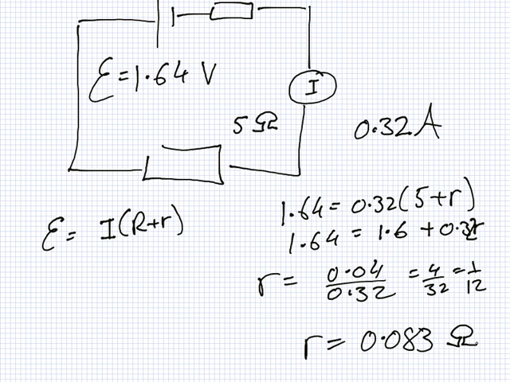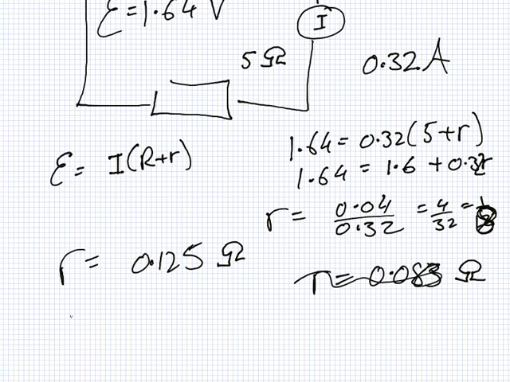What was my error? Where did I make the mistake? It's 4 over 32, not 1 over 12? No, it's 1 over 8. So it should have been 0.125. Okay, I didn't need a calculator for that one, just dividing by 4 was all. Right, so what's the second part, Calvin?